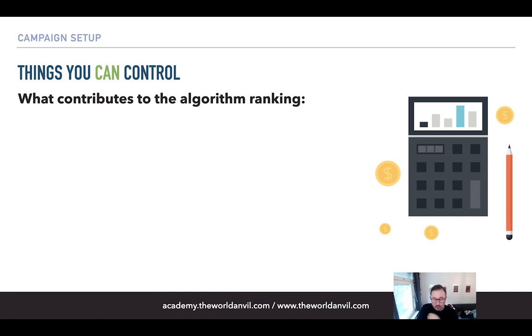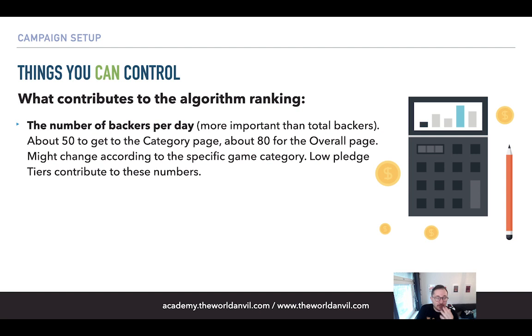There are other things you can control. It is my understanding that the way the algorithm works is not public, so I cannot guarantee this 100%, but seeing how other creators are doing things and what they are discussing and what they found out, and my own personal experience, I think these rules apply. The number of backers per day is more important than the total number of backers. If you can keep people coming to the campaign, even if they back just a little, it's going to be a very good thing.